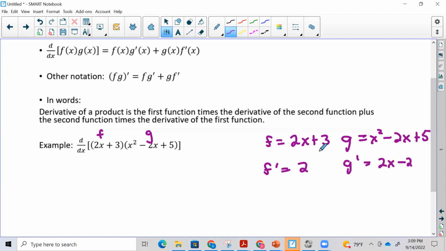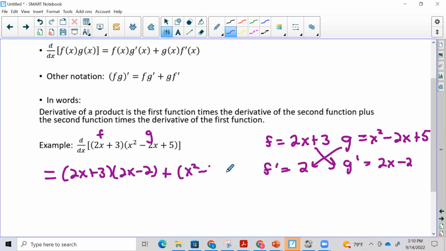And the derivative of x squared minus 2x plus 5 is 2x minus 2. And then you can kind of look at the combination: f times g prime and then g times f prime. So I'm multiplying these, and then it's always addition in between. So this derivative would be 2x plus 3 times 2x minus 2 plus x squared minus 2x plus 5 times 2. And if the question specifically says simplify, then you can, but otherwise you don't need to simplify.